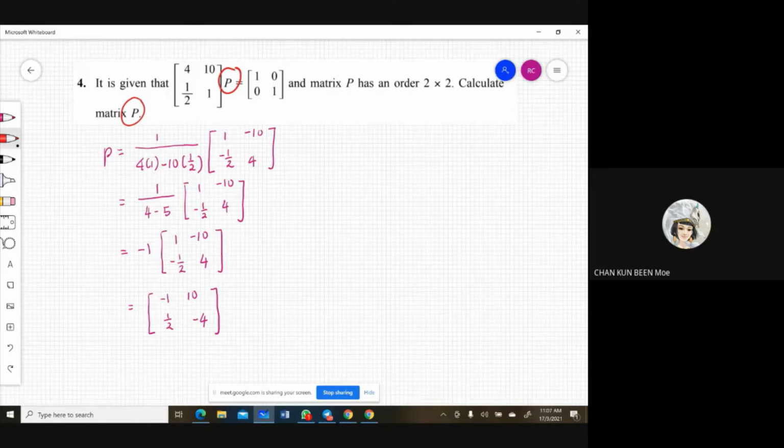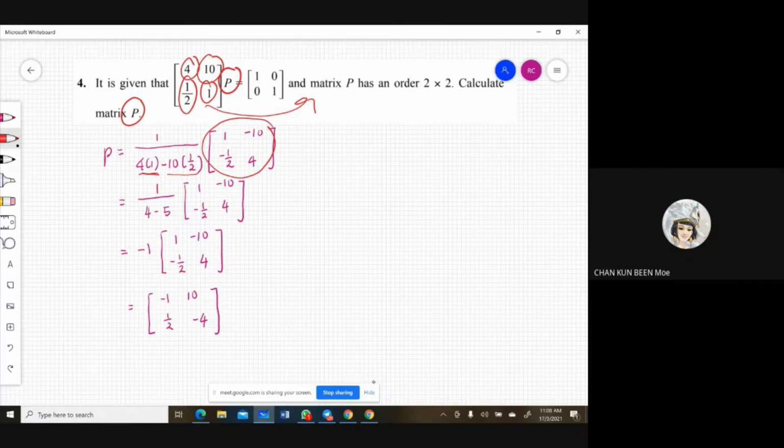Okay, so to calculate the matrix P, we are going to move this to the right, which means you are going to use the formula of the inverse matrix, whereby it is 1 over the determinant multiplied with D, negative B, negative C, and A. So over here is 4 times 1 minus 10 times half, this times this, minus this times this, and then you exchange the position over here by adding on the negative sign also. So then you find out the answer.